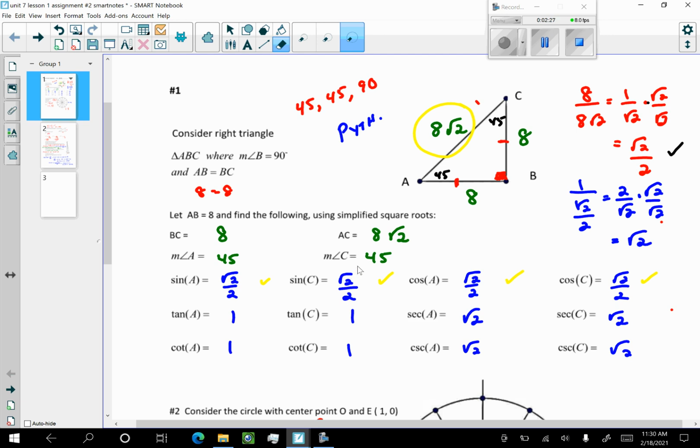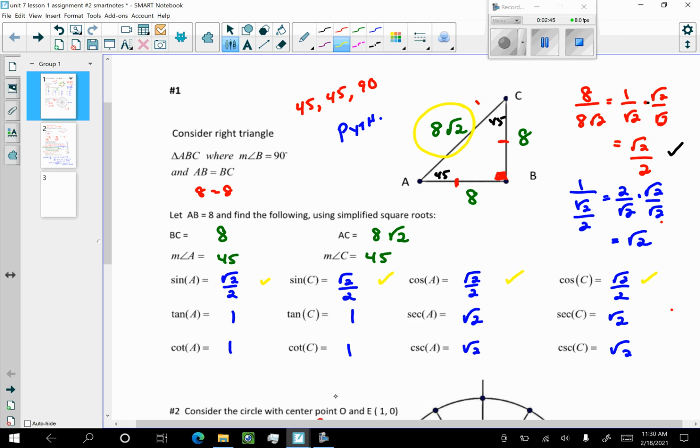And then what's the tangent of A? The tangent of A is opposite over adjacent. 8 over 8 is 1. And so, therefore, the tangent of A is the tangent of C. And then what's the cotangent? Cotangent is 1 over the tangent. So 1 divided by 1 is 1. So you got this guy.